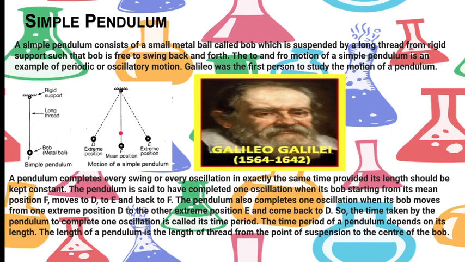The pendulum also completes one oscillation when its bob moves from one position D to another position E and comes back to D. So the time taken by the pendulum to complete one oscillation is called its time period. The time period of a pendulum depends on its length. The length of a pendulum is the length of the thread from the point of suspension to the center of the bob.